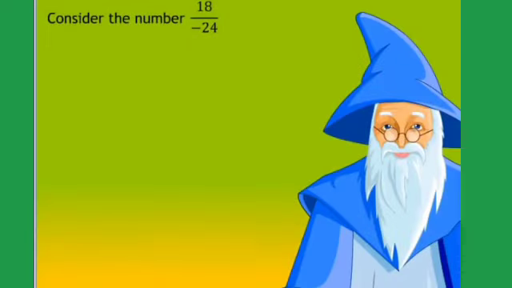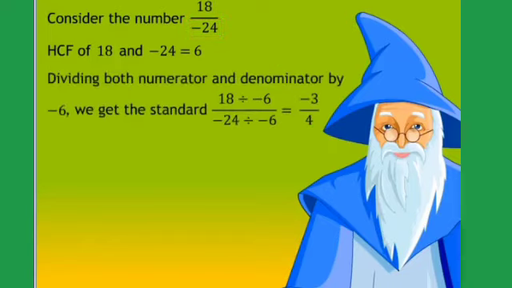Now, we come to the number 18 divided by minus 24. The HCF of 18 and minus 24 is 6. Here, note that the denominator is a negative integer, so we divide the numerator and the denominator by minus 6 in place of 6 to get the number in its standard form.